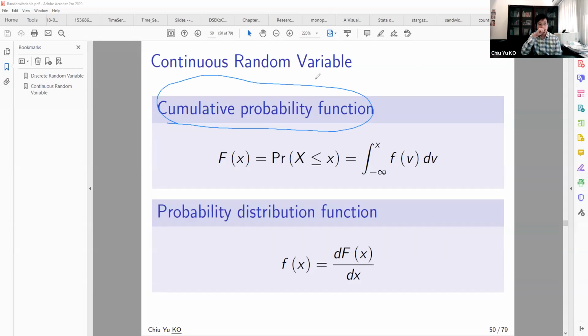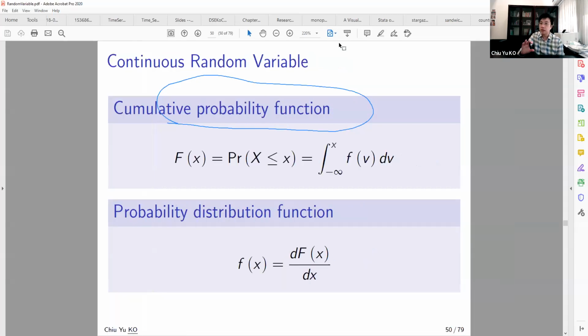The reason is continuous means you cannot count all of them. Can you see the slide? Sorry, I forgot to ask. Can you see the slides?